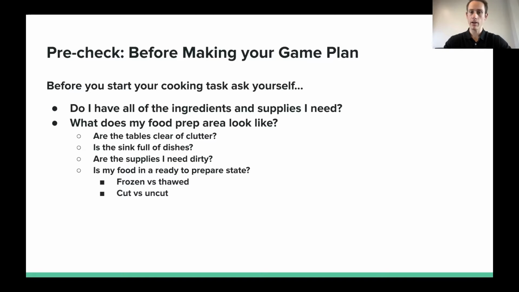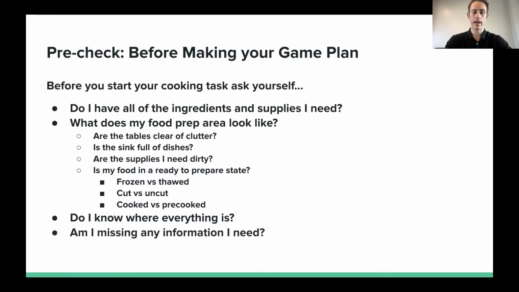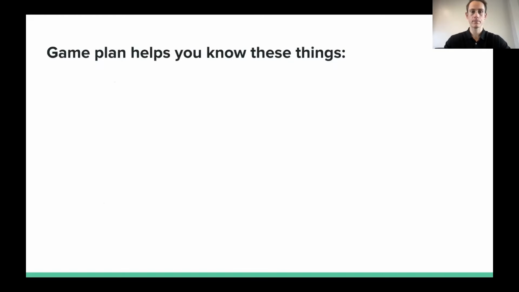Is it already cut, or do I need to make part of my plan to cut the food or whatever it is I'm making? Is the food cooked, or is it pre-cooked? And lastly, you might want to think about, do I know where everything is before I start cooking? And am I missing other information that I need to know? Is there something about this cooking task that I am not sure about?